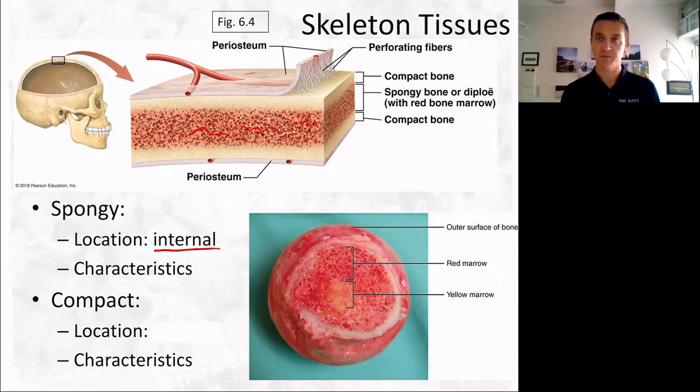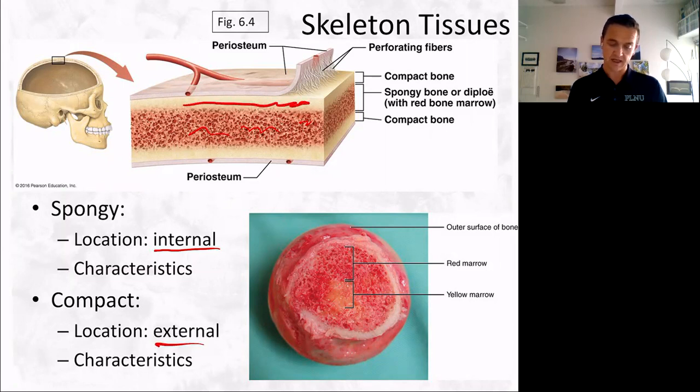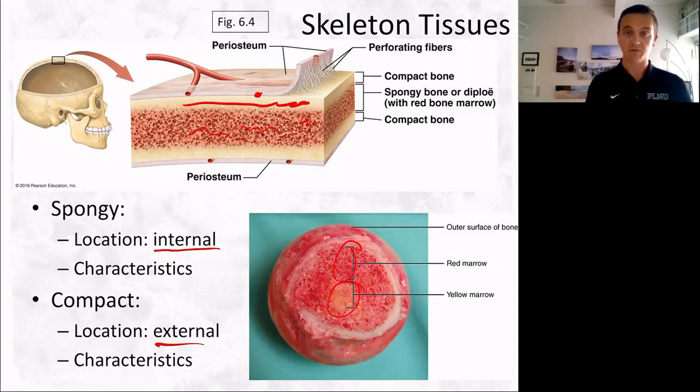It definitely still provides support, but it's softer than the other, which is compact bone, and that's always on the external side. So it's very hard, right? It's lined with connective tissue up here. That's our periosteum. Look at that in a second. A lot of times spongy bone has bone marrow. So it has red bone marrow and sometimes yellow bone marrow. We'll talk about what those are here in a sec.